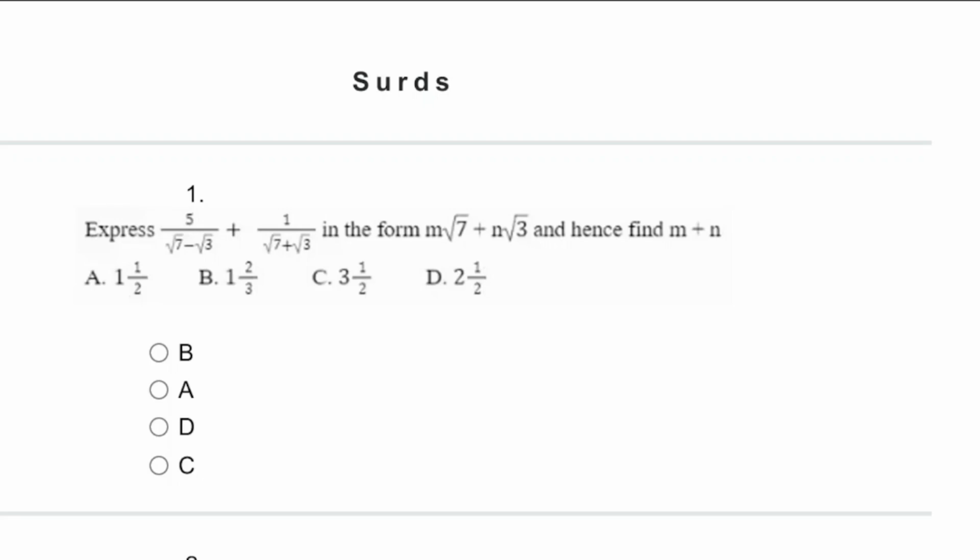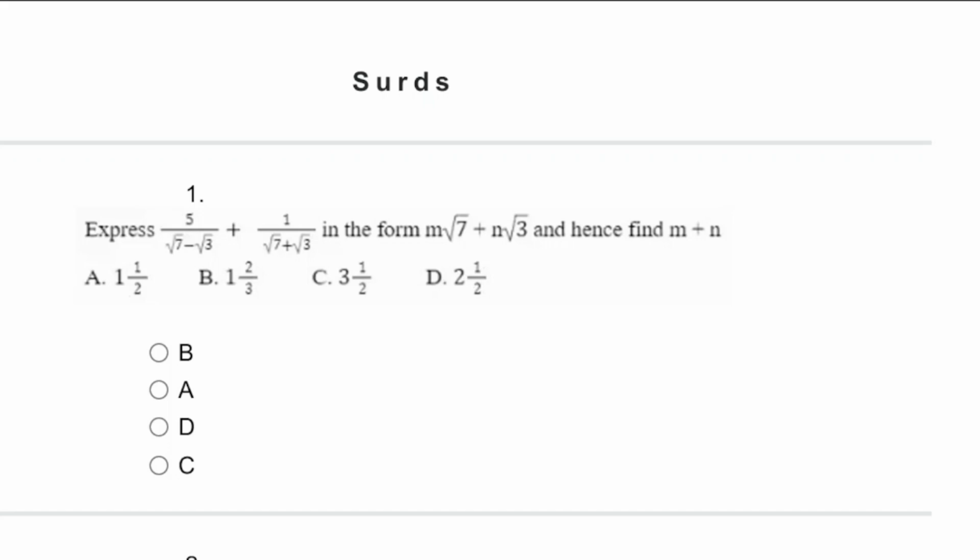So in this class, we want to look at corrections to questions on surds that we gave you yesterday. So we'll start with the first one. The first one asks you to express 5 over root 7 minus root 3 plus 1 over root 7 plus root 3 in the form of m root 7 plus n root 3, and hence find m plus n.